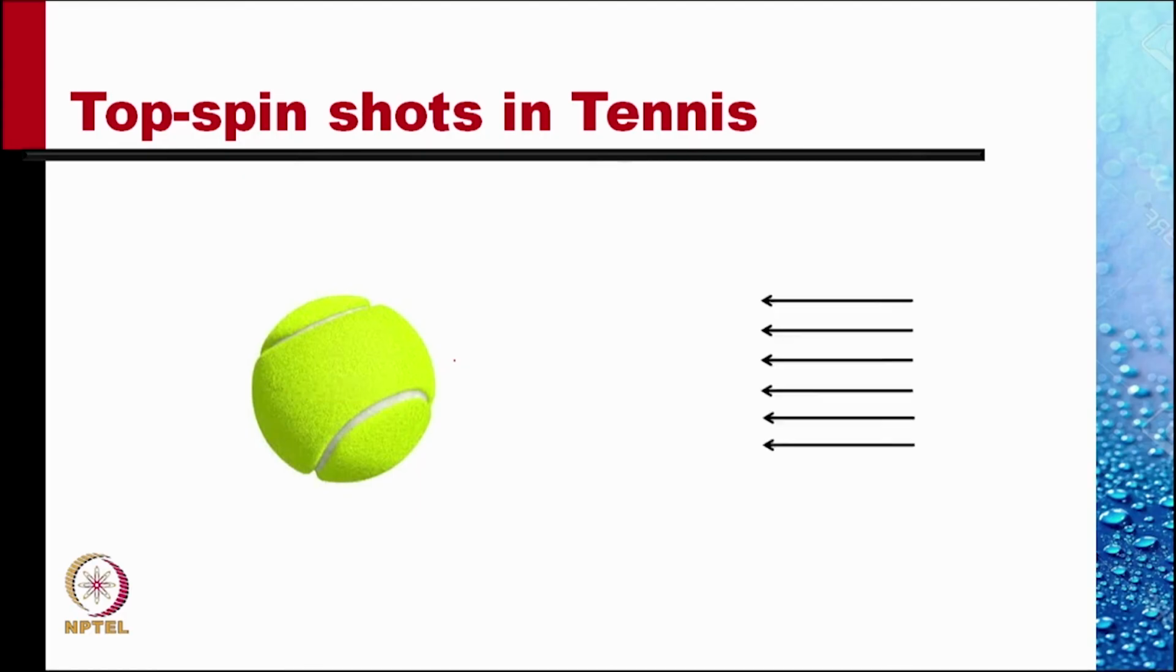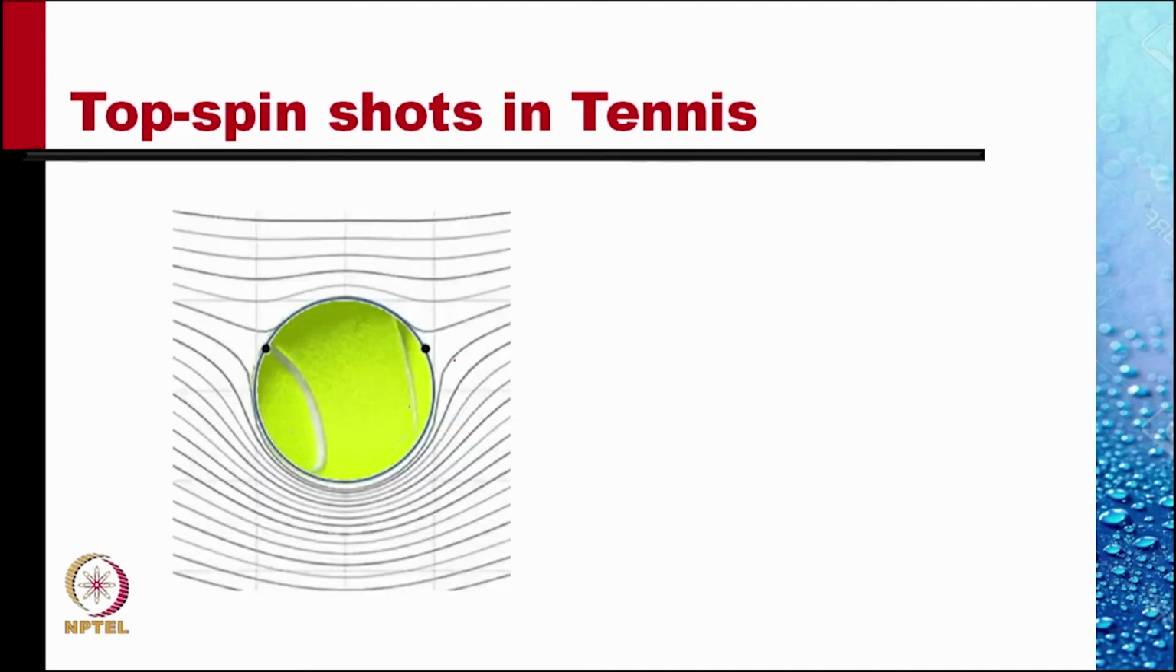A tennis ball is rotated by giving it a spin, a top spin in this case. This is almost like a rotating sphere in a flow, and this results in a force normal to the direction of motion of the ball. The ball is moving towards the right, and so this ball is going to deviate. It will not follow a straight trajectory.